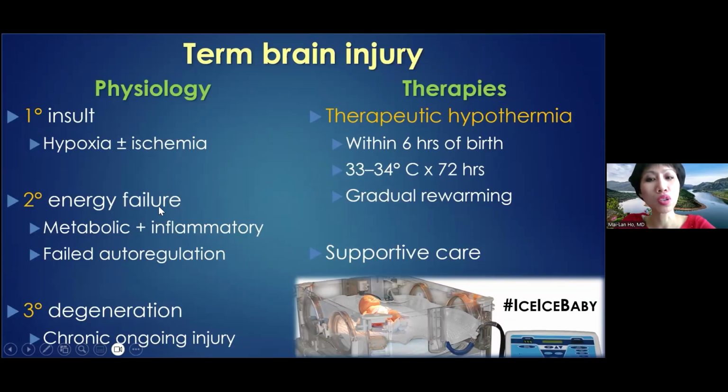And how do you do that? You cool the baby down, right? From like 36, 37, you cool them down to 33, 34 degrees Celsius for 3 days. And so you blunt that hyperperfusion response, right? So that you're not delivering the free radicals and all this blood and inflammation to the already damaged brain. So you minimize essentially that secondary energy failure. And then after that, you gradually rewarm them back to normal temperature.